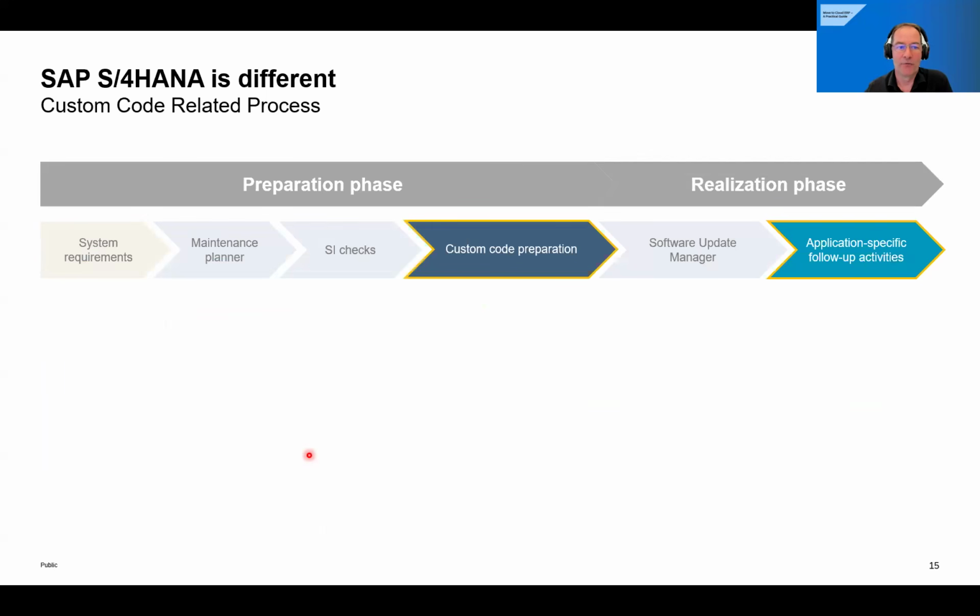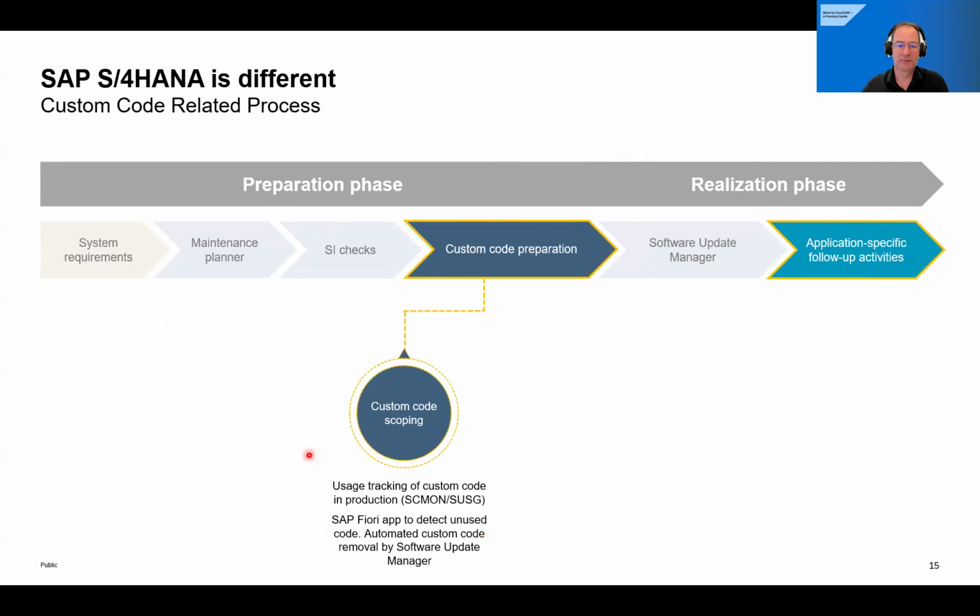That now finishes up with the custom code preparation. I already mentioned the data model changes of SAP S/4HANA, so your coding has to adapt to new database tables, has to adapt to new SAP objects, new function models, whatsoever. So first of all, we recommend scoping to see what of your coding is still relevant, what of your coding is used. If there's coding that is not used, don't adapt it, just get away from it.